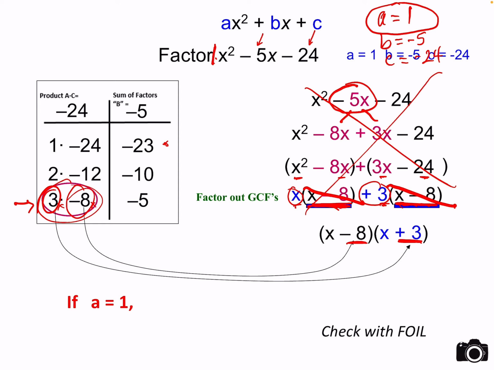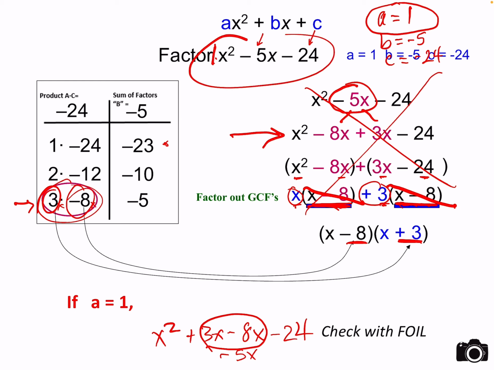Okay, so now we're going to check with FOIL. Front two terms gives me x squared. Outside two terms is a plus 3x. Inside two terms is negative 8x. Last two terms gives me negative 24. We saw that right up here. If you combine like terms here, you get negative 5x. And that looks like this. So I know my factoring is correct. That's not the final answer, though.